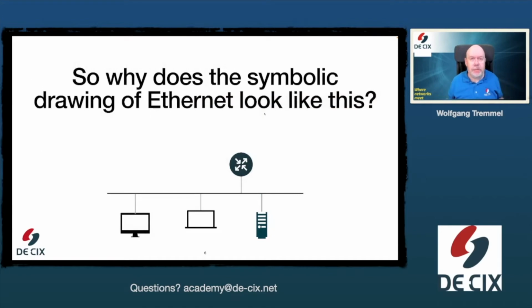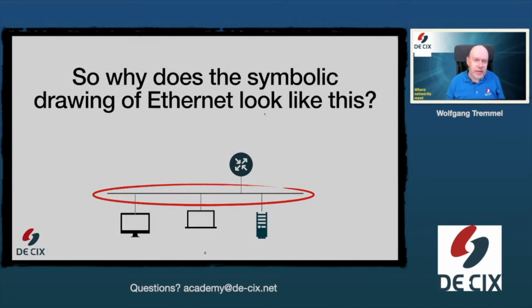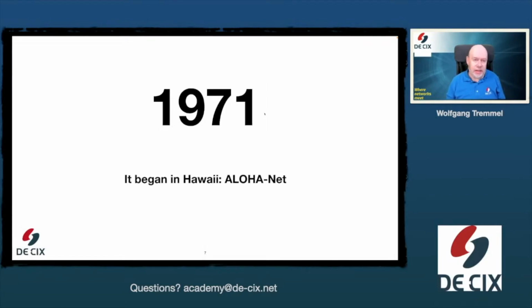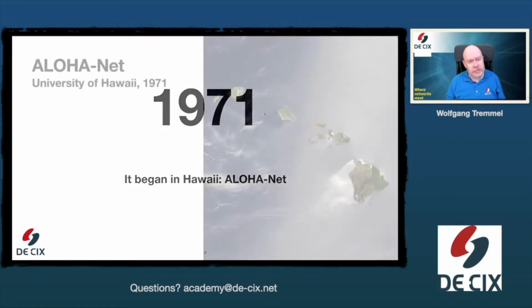And if you think about network plans, seeing these 2 devices in the data center and in your basement, why does the symbol of Ethernet look like this? A line with other lines connecting to it. So let's go back in time. Let's go to the year 1971 and let's go to Hawaii.